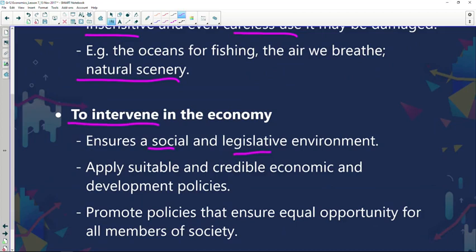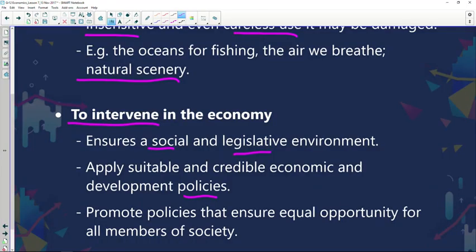And then also they apply suitable and credible economic and development policies. Okay, so there are a number of policies that the public sector has introduced in terms of how they plan on stimulating economic growth and creating more employment opportunities for South Africans. So that plays an important role when we're looking at policy, because policy has to be credible and it has to be suitable. It's all good to say that we've got a policy on this, but how effective is your policy and how credible is it?